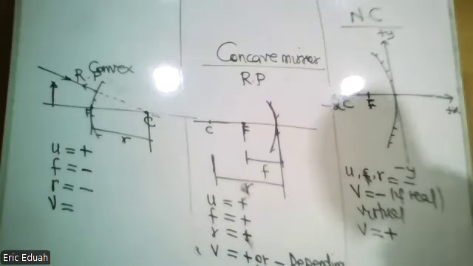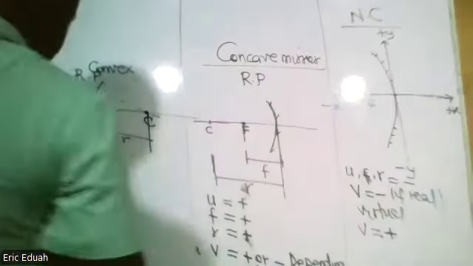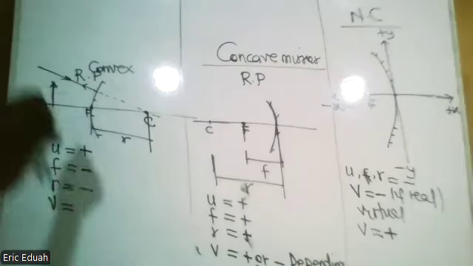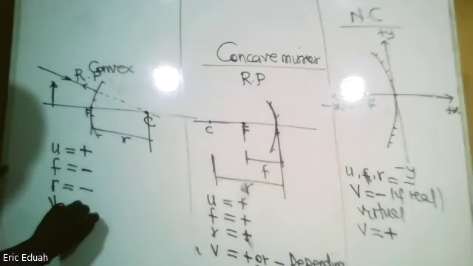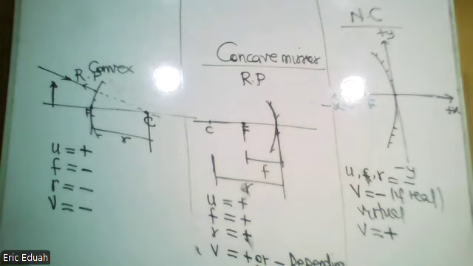So it is for this reason that when you are using RP for convex, V will be negative, because no matter where the object is placed, it will form a virtual image. So RP means real is positive. Anything real is positive, and anything virtual is negative. That is all.